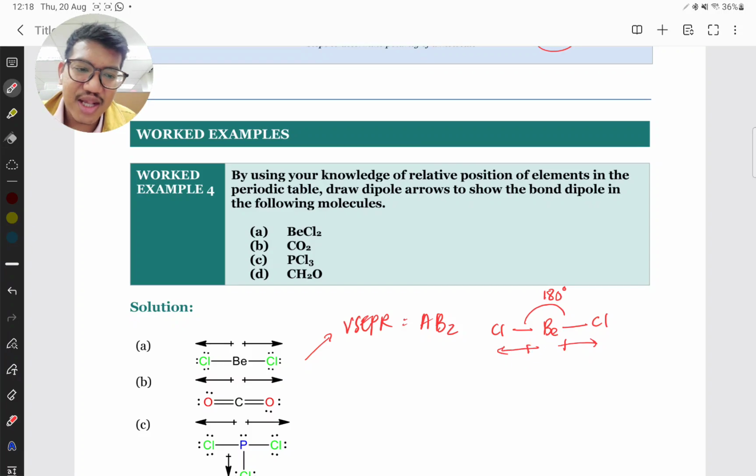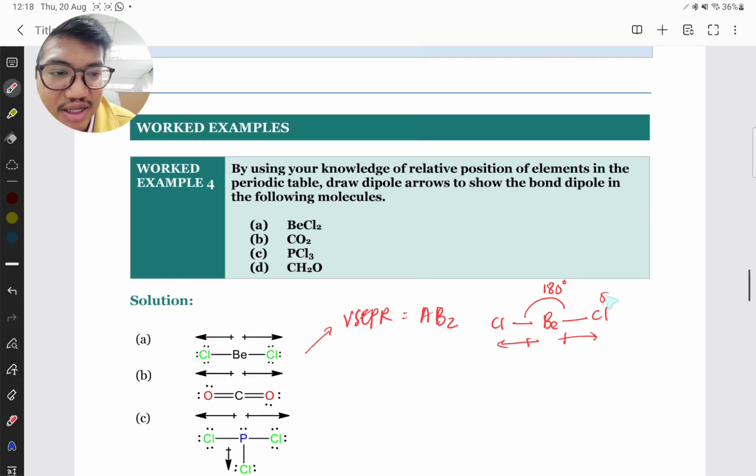Daripada Be pergi ke Cl, because Cl is group 17, so it is more electronegative than beryllium. So it goes like that. So delta negative, but tengah-tengah dia delta positive. And because this one is the same magnitude, sebab dua-dua adalah Cl kan, disebabkan oleh itu, the electrons are being withdrawn in exactly the same magnitude to this Cl and this Cl, and because of that, mu resultant, okay, ataupun net mu, net dipole moment is equal to 0. So this is non-polar.